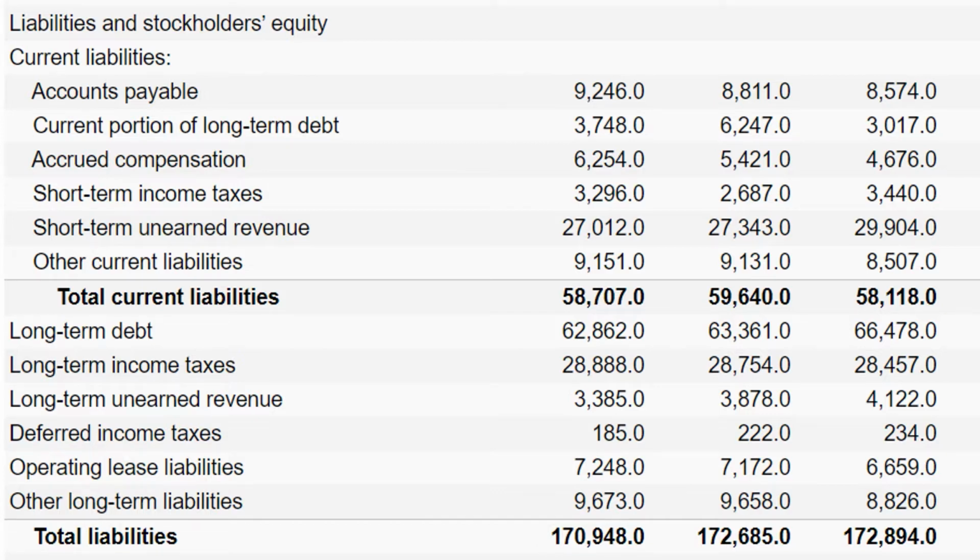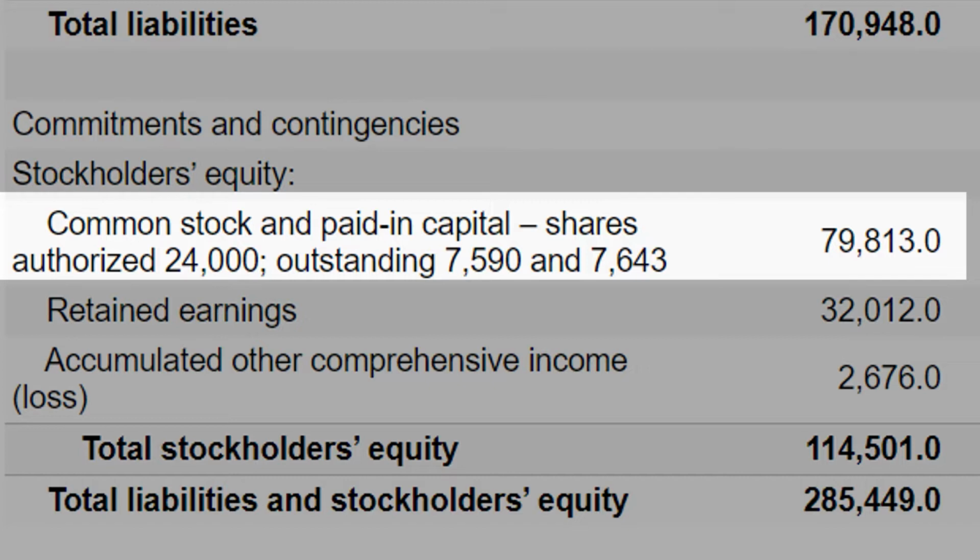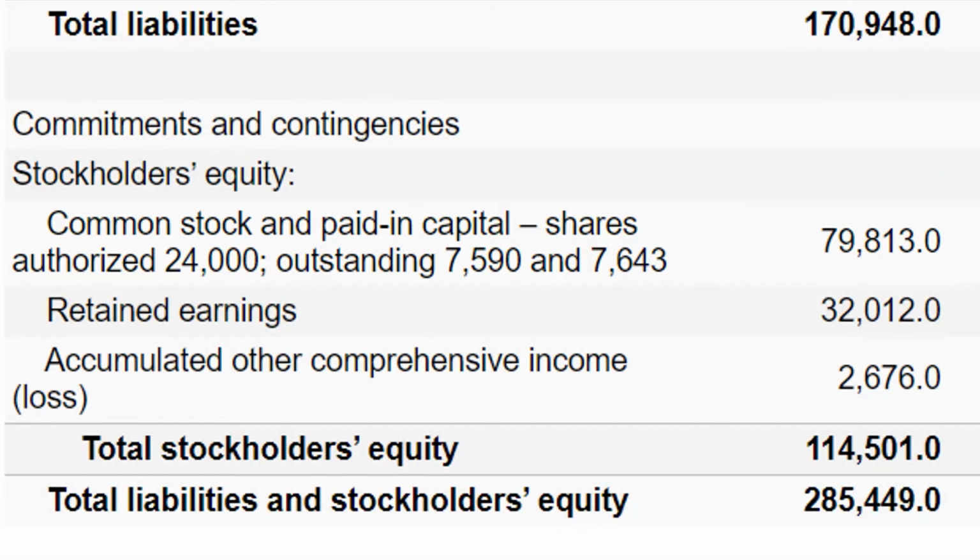All right, the last section of the balance sheet is the stockholders' equity section. And the first thing you're going to see under the stockholders' equity section is the common stock and paid-in capital shares. That amount there, $79.813 billion. What that is, is the value of the common stock issued plus any paid-in capital by investors, including par value and anything in excess of par value.